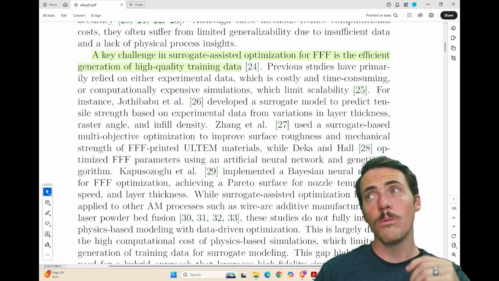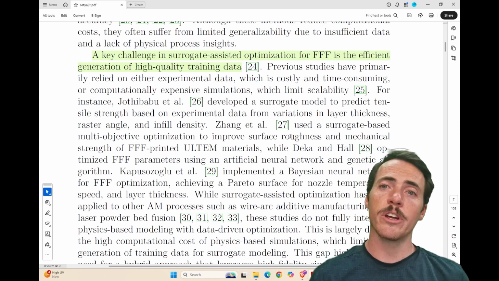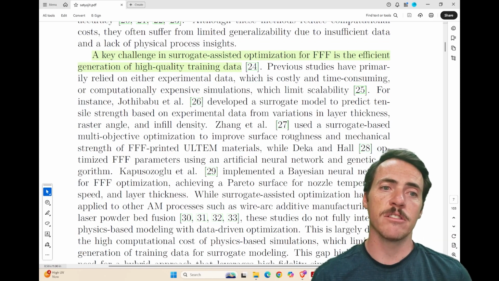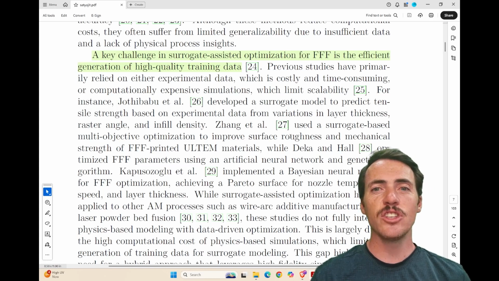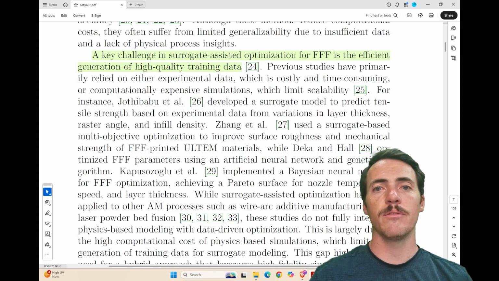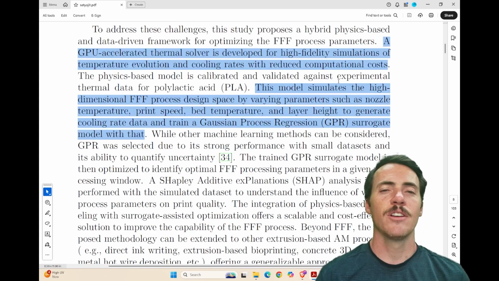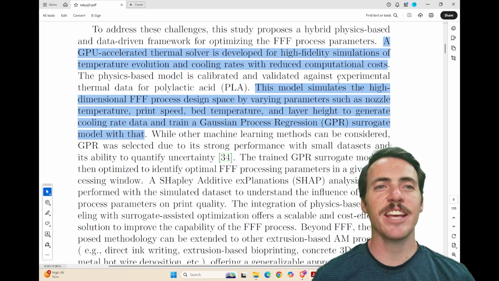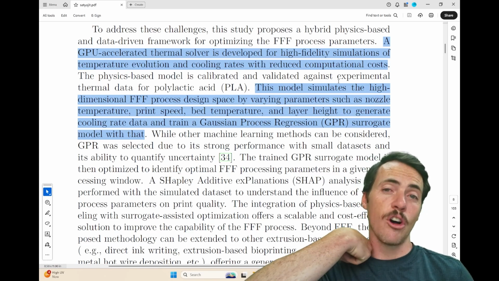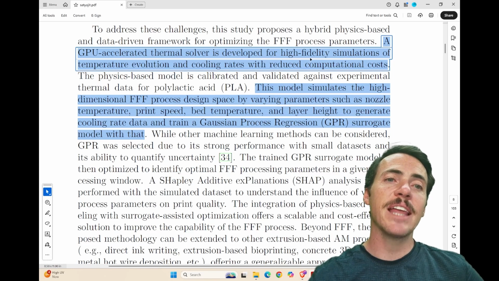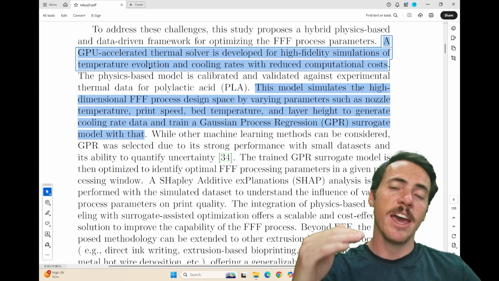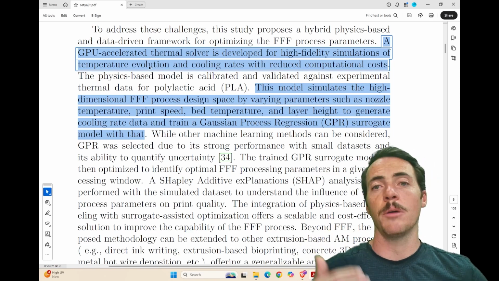And it's also a known thing that you can use surrogate models, right? You could use simulations to predict parameters. It's just that these are usually pretty computationally expensive, which can be costly and time consuming. So one of the cool things they've done here is they actually have a GPU accelerated thermal solver that does high fidelity simulations of the temperature evolution and cooling rates, and does so at pretty low computational cost.